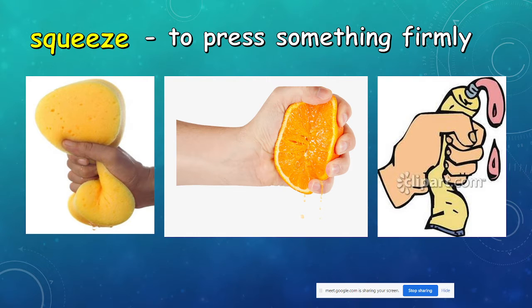Something that we squeeze. Play-Doh. Play-Doh, yes. What else? Slime. What else? Wax paste. Squishy toy. Yes, squishy. Wax paste. What is that? Is there wax in the paste? Okay, next.